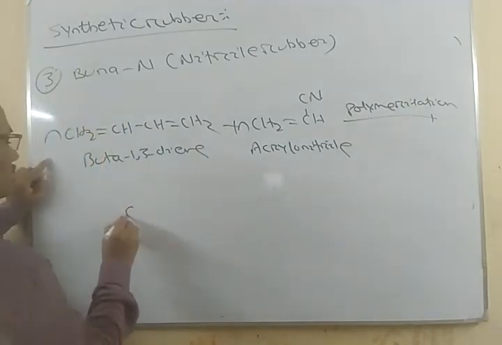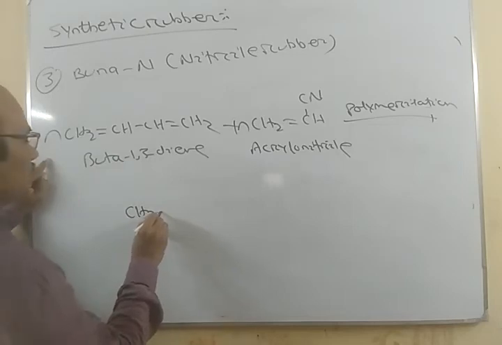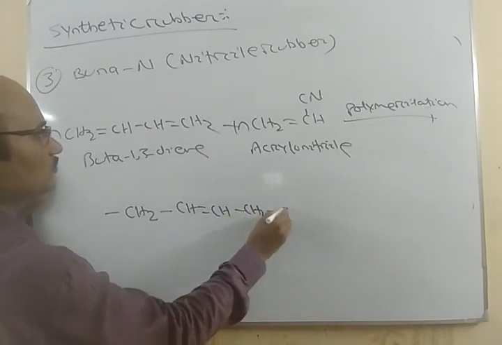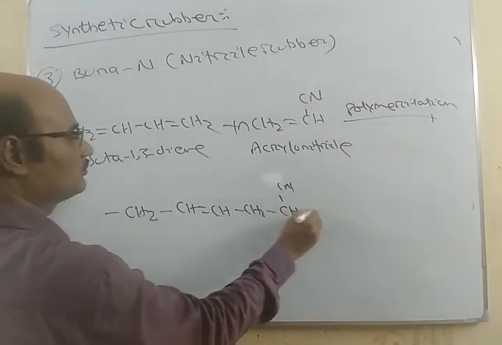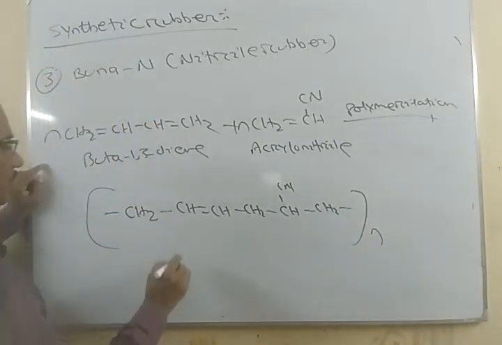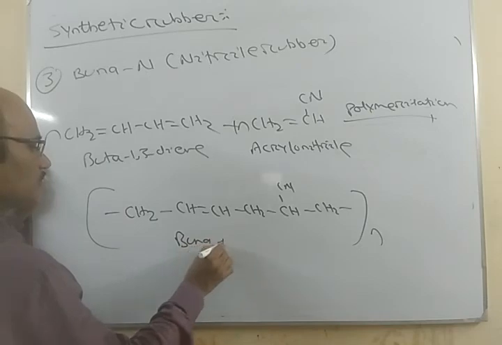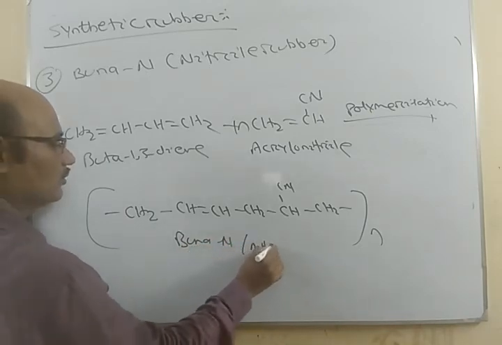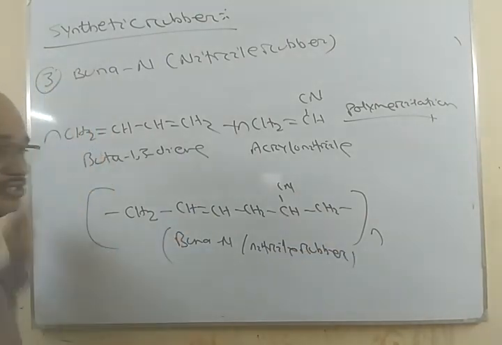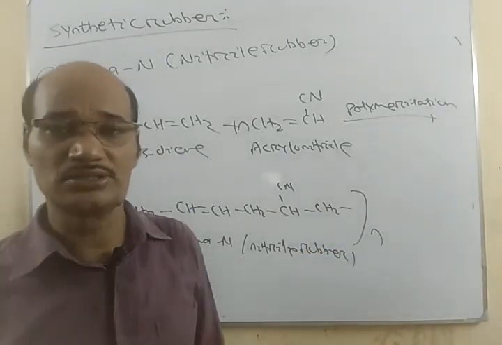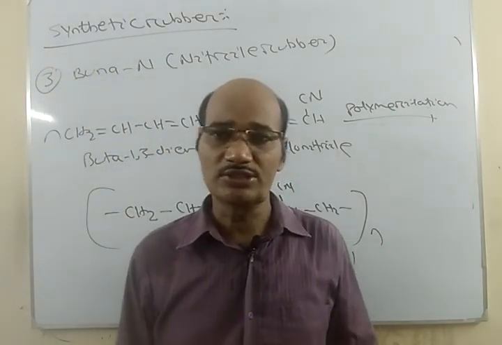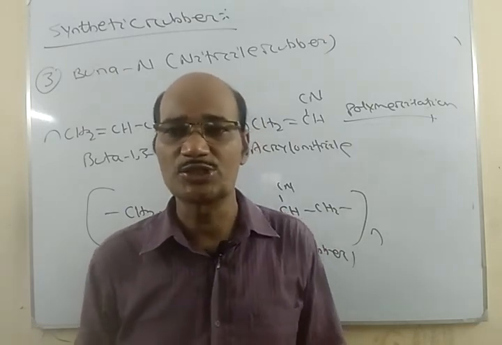That is CH2, CH2, CH2, CN, CH2. This is Buna N, or nitrile rubber. So this is about the different kinds of rubbers, synthetic as well as natural, and we have also discussed different kinds of addition polymers and condensation polymers.